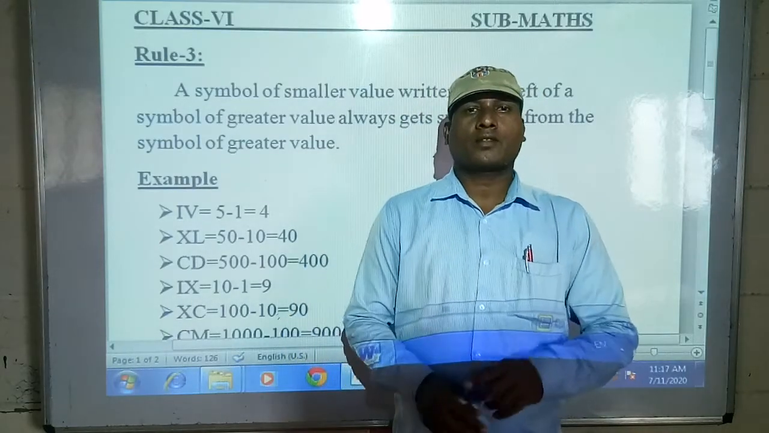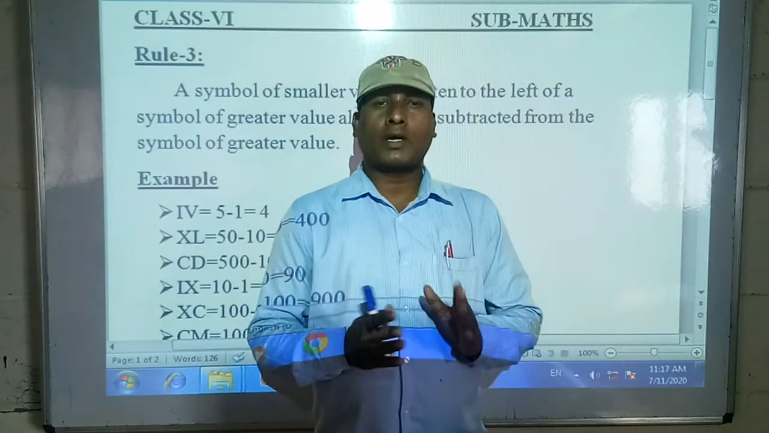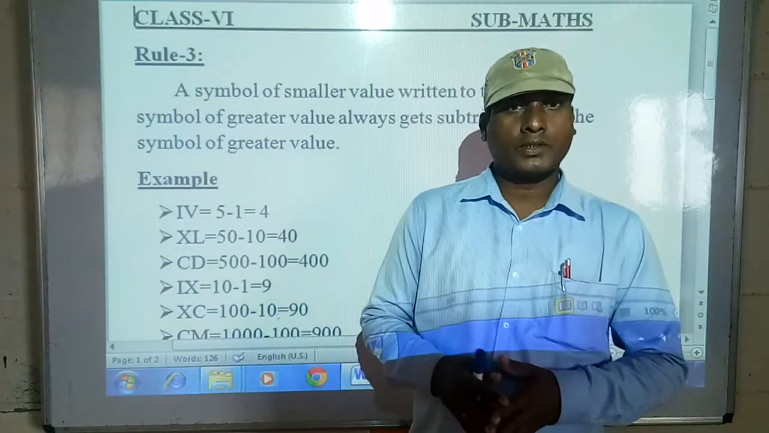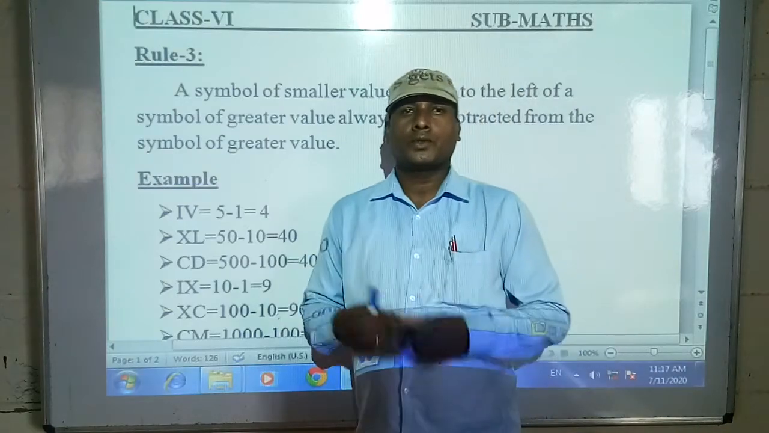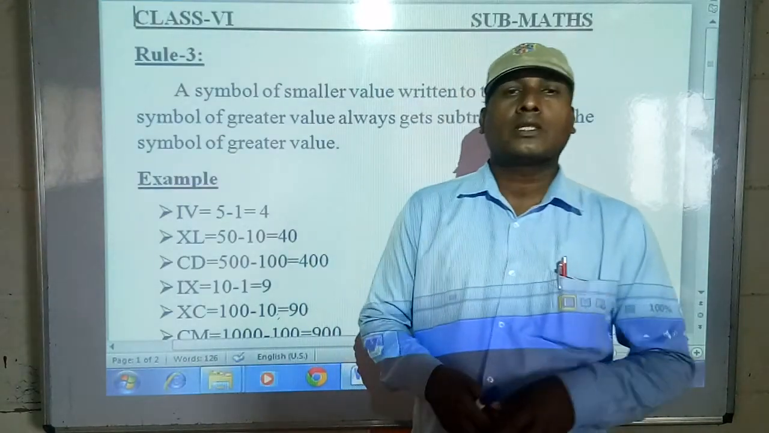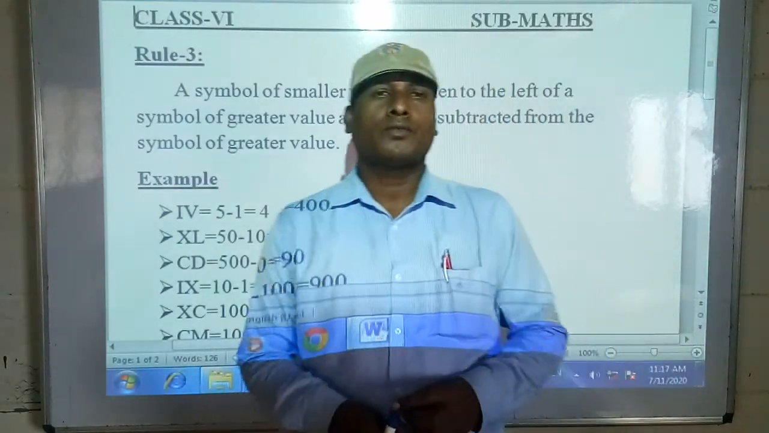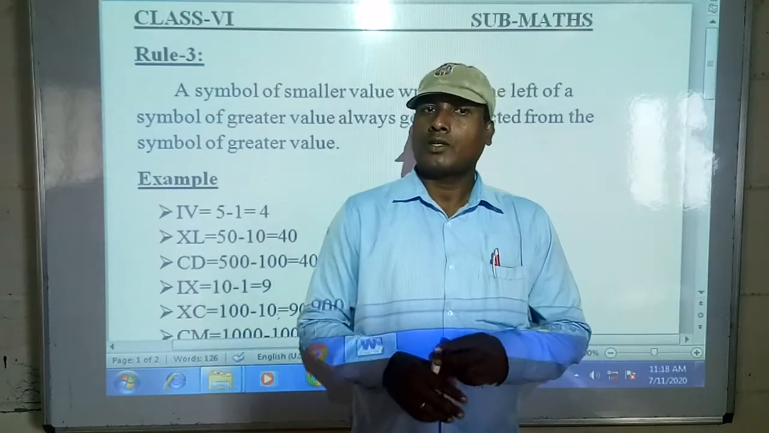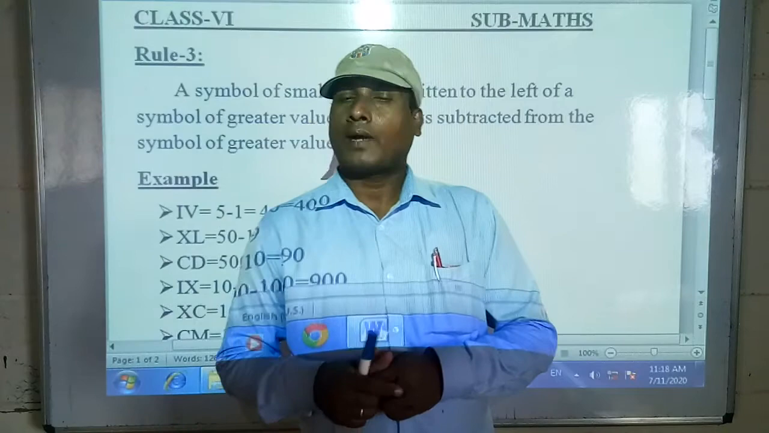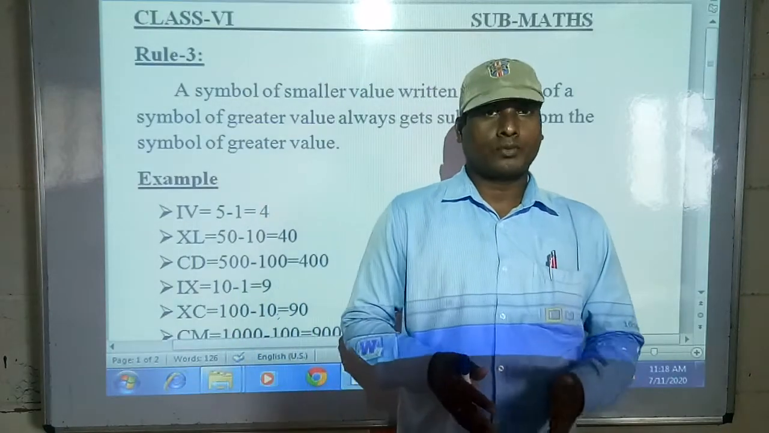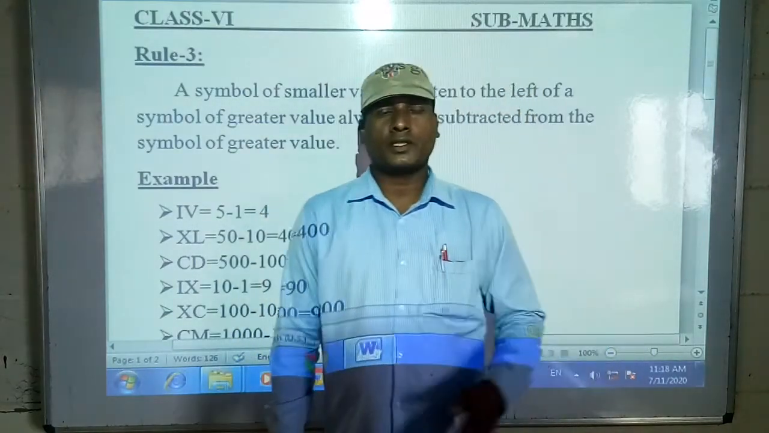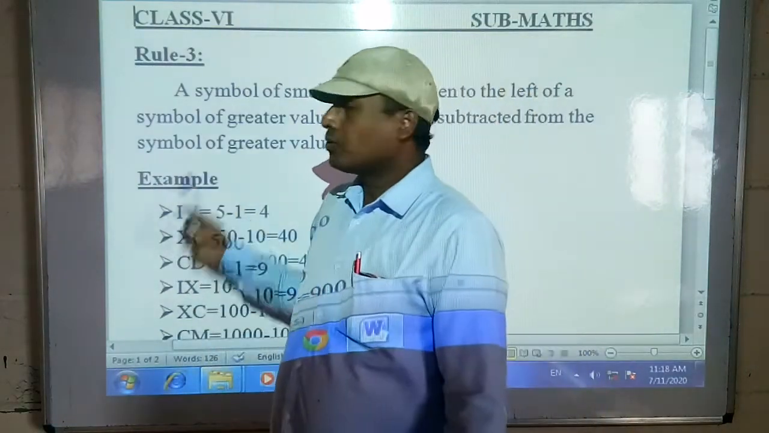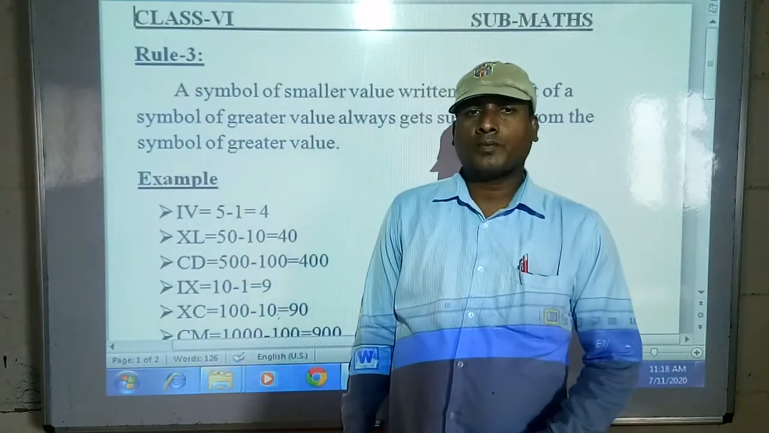Students, today we are going to continue the first chapter, Knowing Our Numbers. In previous classes we have already discussed Roman numerals and the first and second rules. There are 5 rules in all, and we have discussed two of them. Today we are going to discuss the third rule, how we use Roman numerals and their properties.